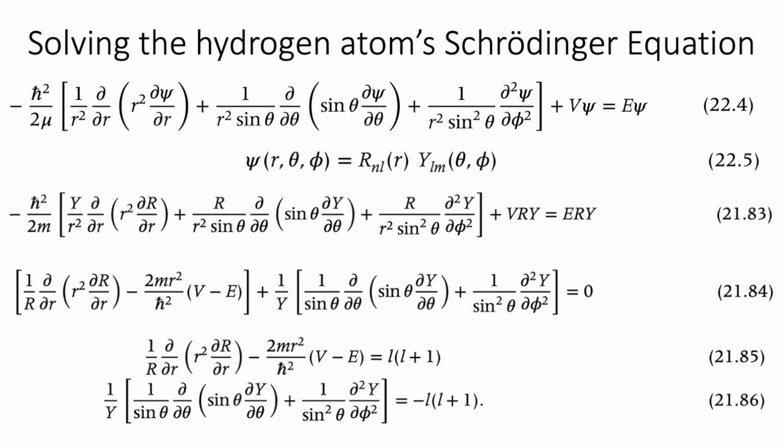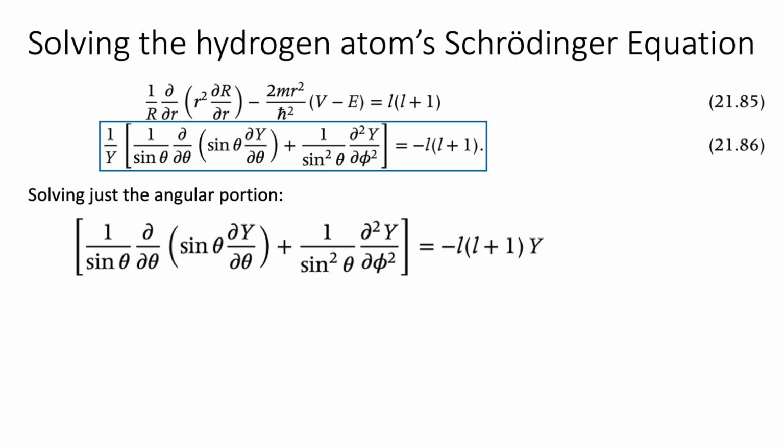So in equations 2185 and 2186, we're just breaking this into two separate partial differential equations. So let's take the angular portion first. We've split this into two smaller problems. Let's at least try to get some intuition for how this is solved. Looking at just the angular portion, that's what we have on the slide here at the very bottom.